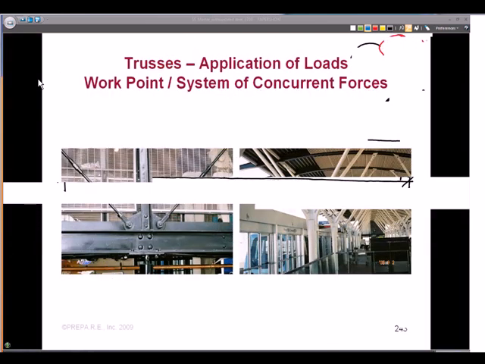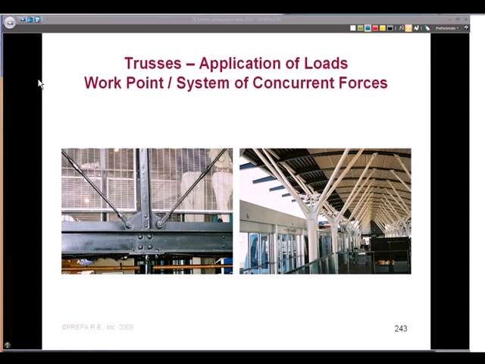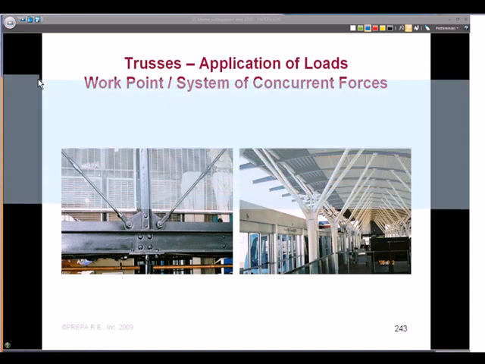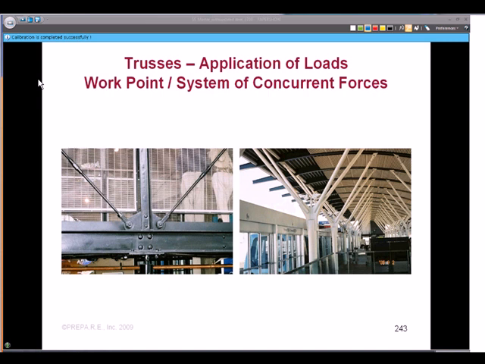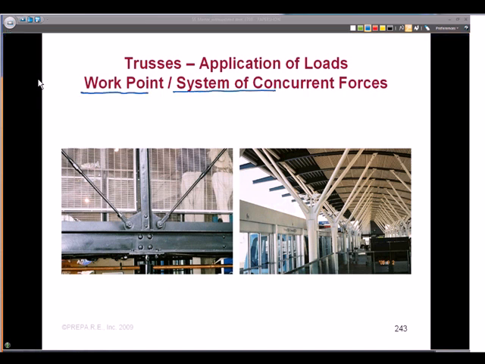Okay, let's talk about work points and those systems of concurrent forces. Okay, when we talk about a work point or a system of concurrent forces, it's all the lines of action of the centroid go through one common point. And we start to look at things that are detailed appropriately, that not only feel good architecturally when you look at it, but it's right structurally, is being able to look at these center lines of these members and being able to draw the centroid through these. And they all coincide at a common work point.